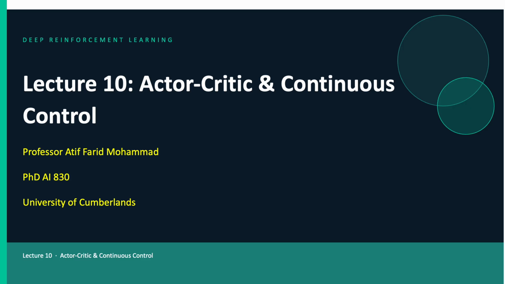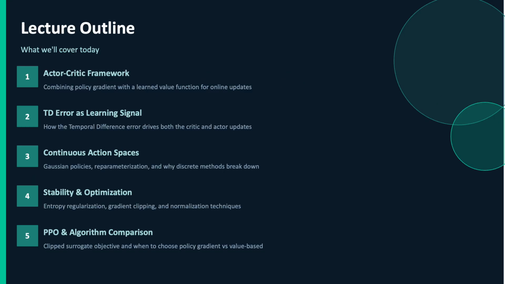Both of those problems have the same root cause. REINFORCE has no value function. It has to observe actual returns to know whether things went well, and that takes time and accumulates variance. Today we fix both problems by introducing a second network, the critic, whose job is to estimate value online so the actor does not have to wait.